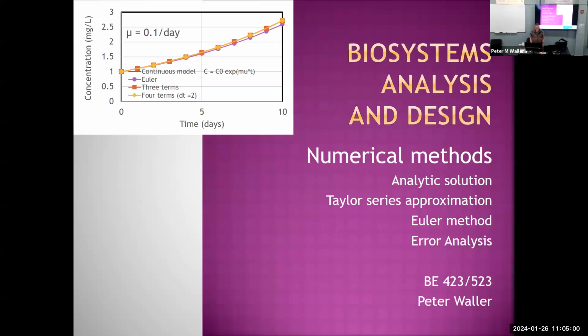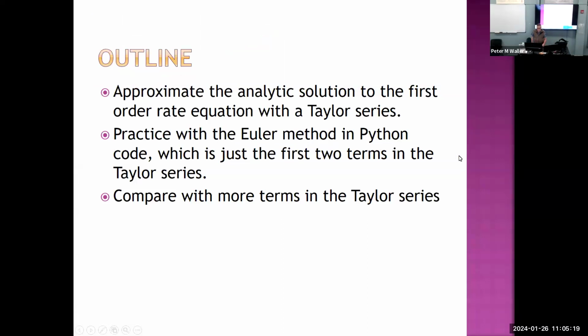Okay, so this is where the fun really begins in this course with Taylor series. We're going to look at an analytic solution, which we've already been looking at. Then we'll look at the Taylor series approximation, one of those being the Euler method. And then we'll look at error analysis and compare the Euler method, which is the two-term Taylor series, to longer Taylor series, which are more accurate.